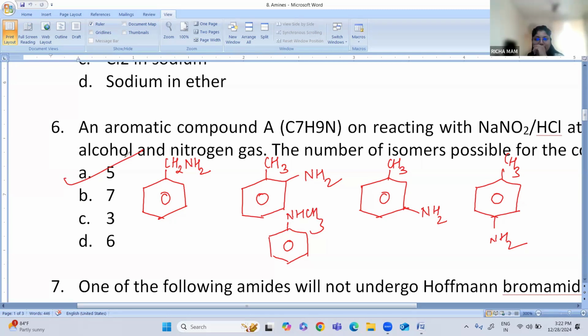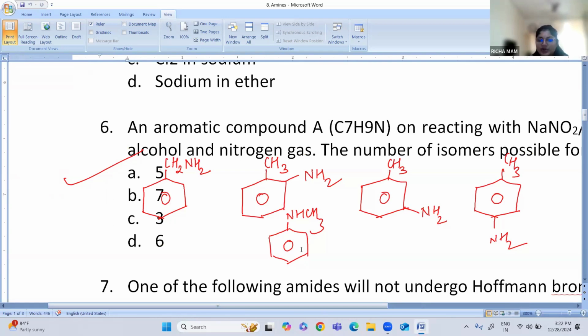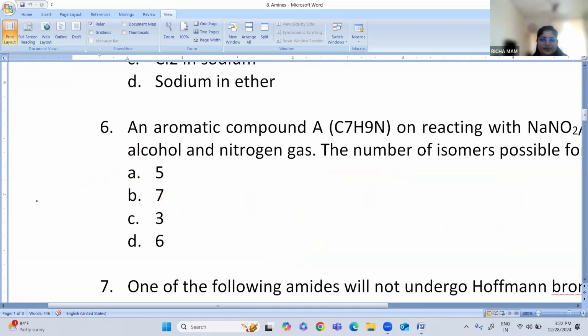So the number of isomers possible for the compound A is 5: 1, 2, 3, 4, 5. So option number A. Okay, let us go for the next one.